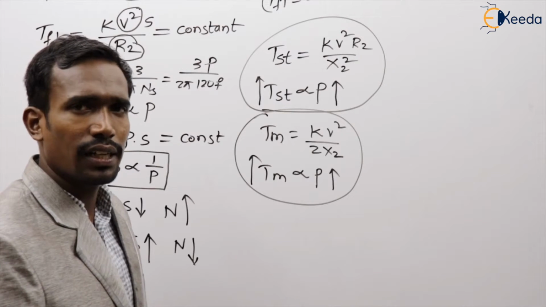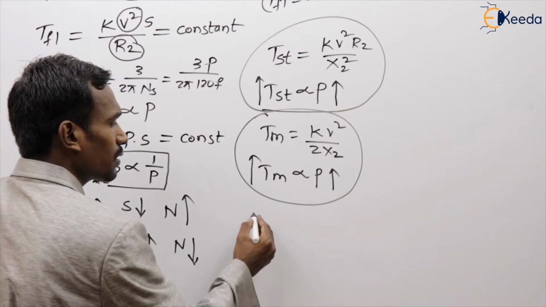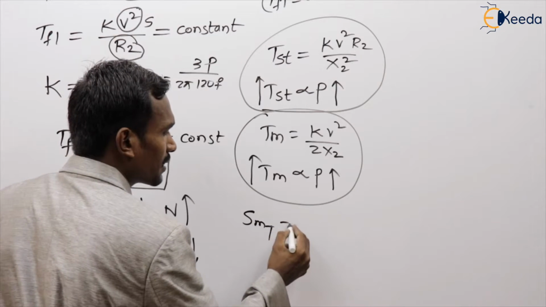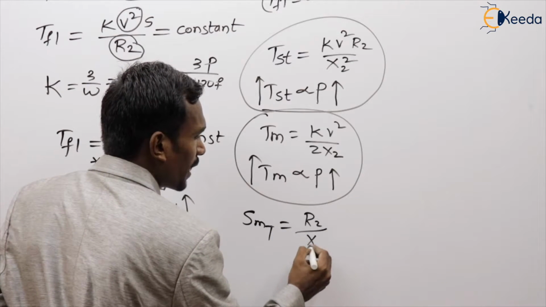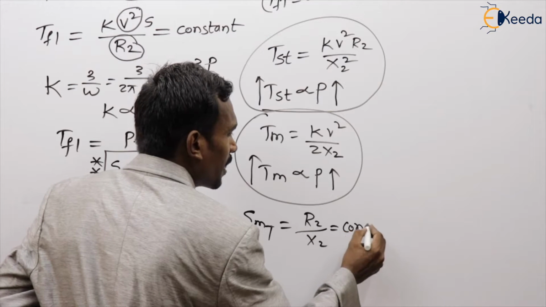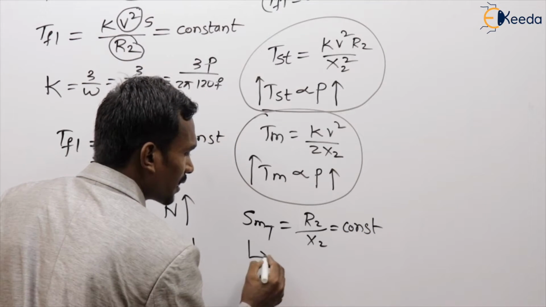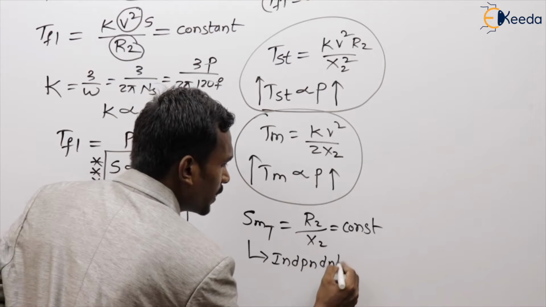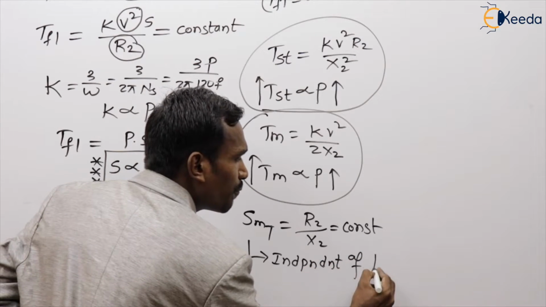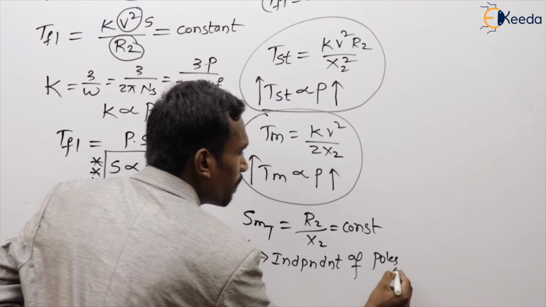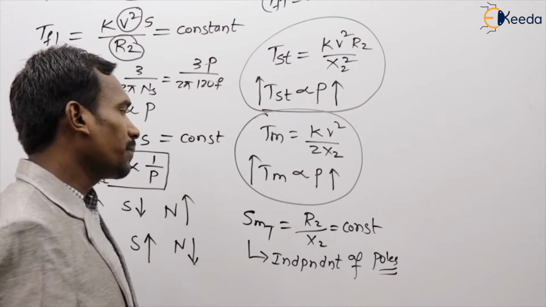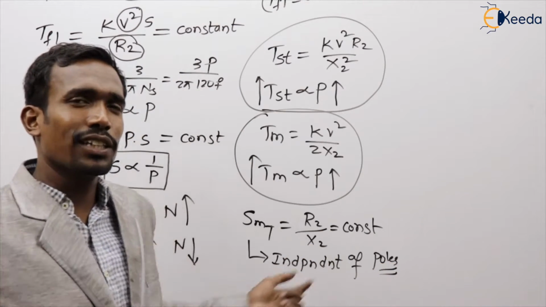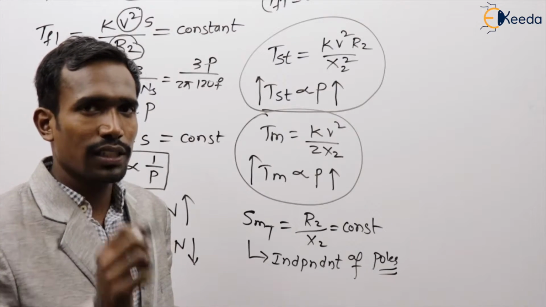Both are increasing. And next, slip at maximum torque is equal to R2 by X2. This is independent of poles. Nothing but this is constant. There is no change.